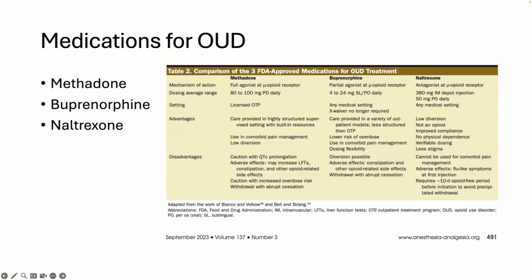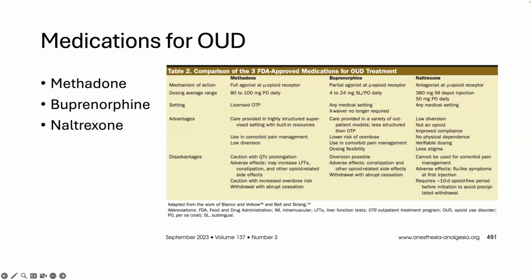The third medication is naltrexone. This is a mu opioid receptor antagonist. This can be available as a daily oral medication as well as a long-acting IM injection. Unlike methadone and buprenorphine, it's not an opioid and it does not provide analgesia.